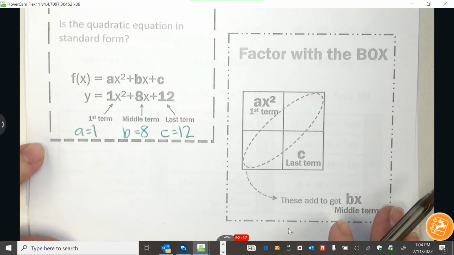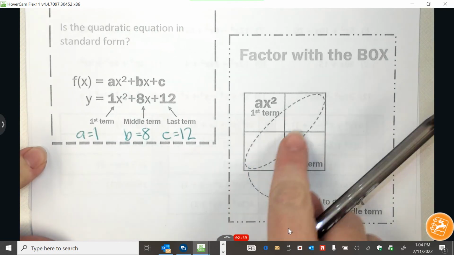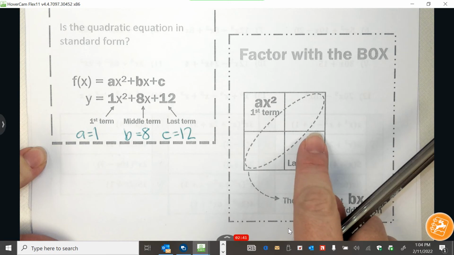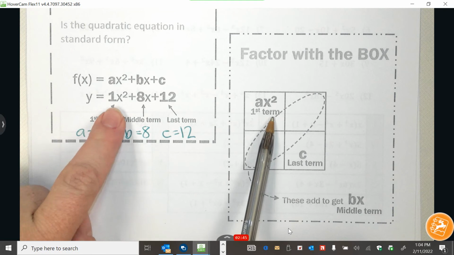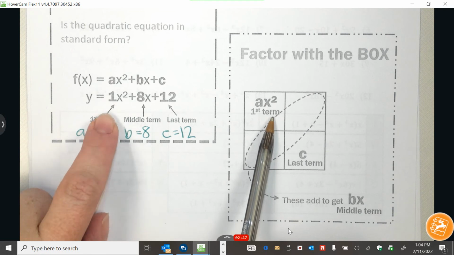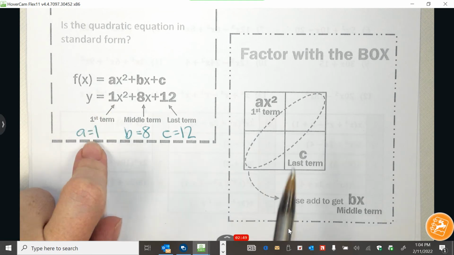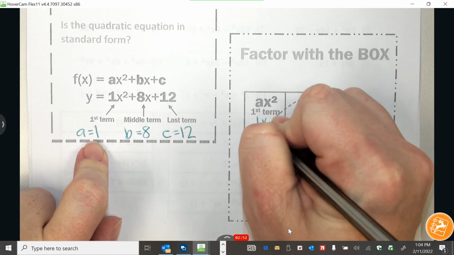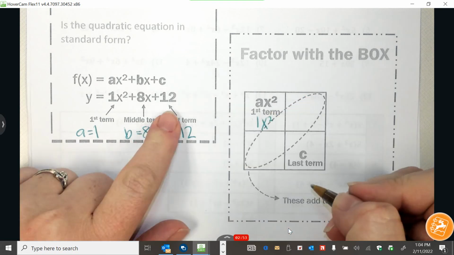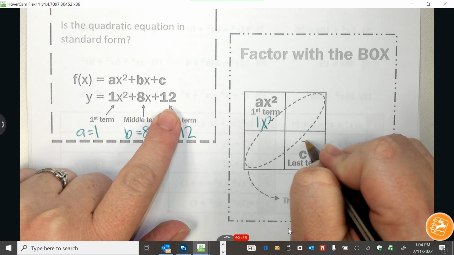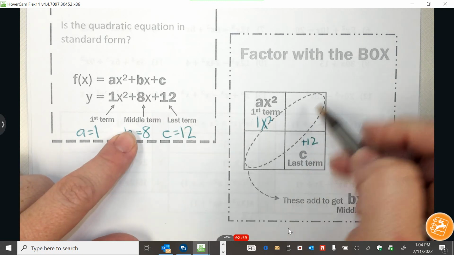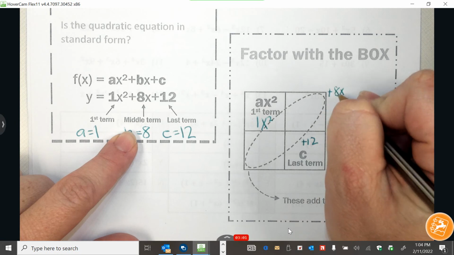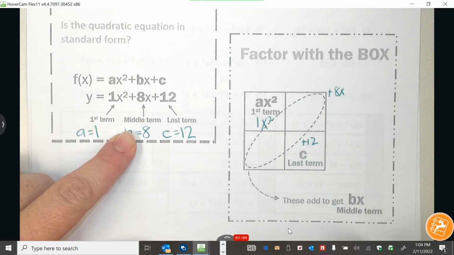So, if we were factoring that, we are going to use the box. See how it says first term here? Well, what's my first term? 1x squared, right? What's my last term? So this is the weird part. Don't these two need to add up to my 8x? So that's what we have to figure out.